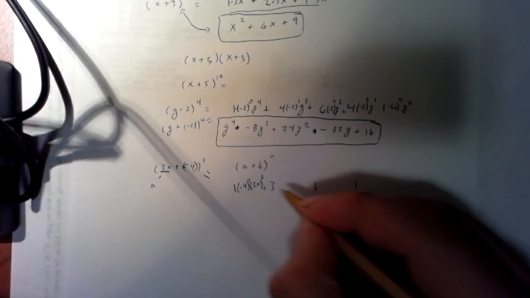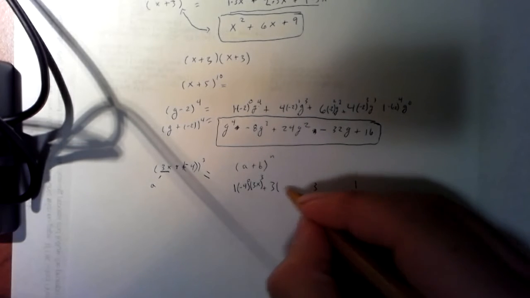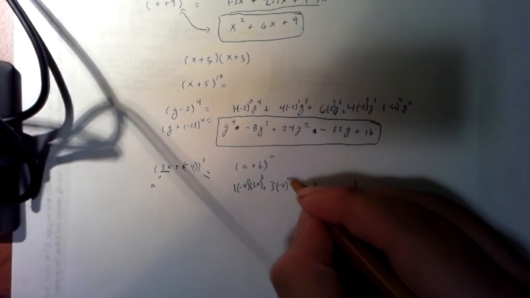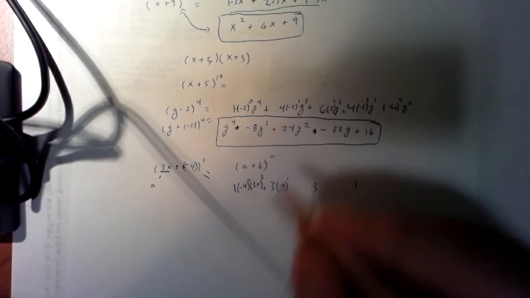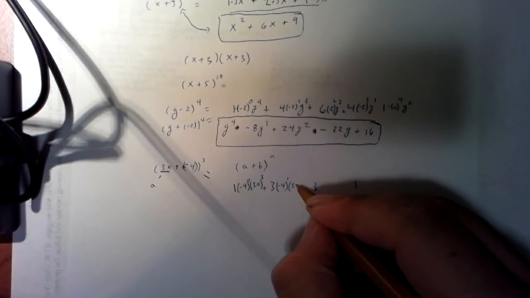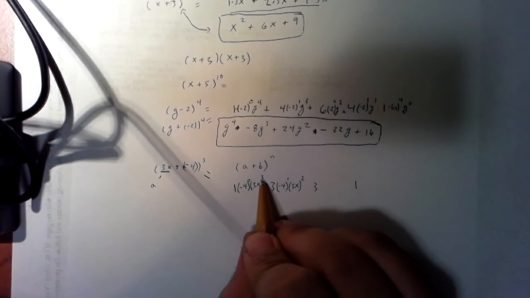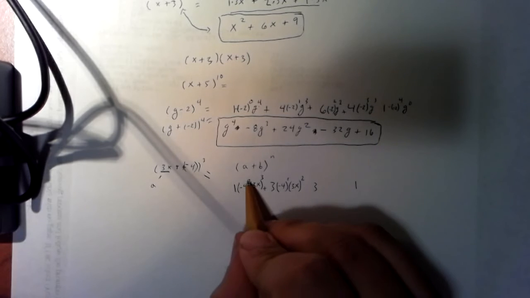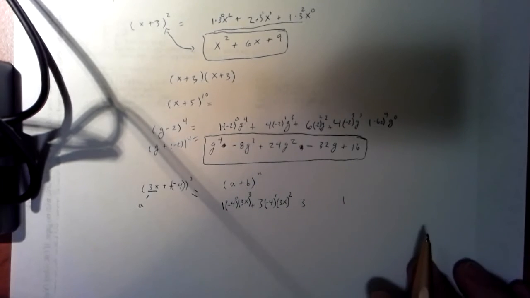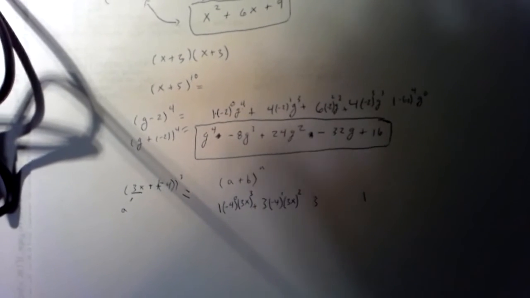Okay, then I have plus 3, again, negative 4 to the power of 1 times 3x squared. Why? Because these are going down, right? And then these are going up. I don't know if you can see that. Let me zoom in a bit.